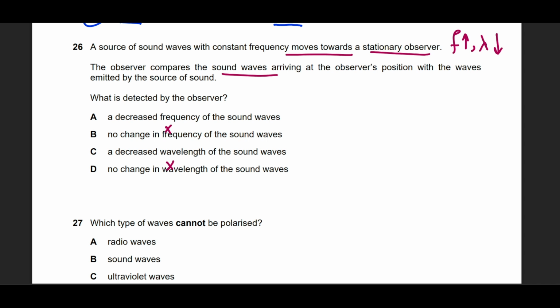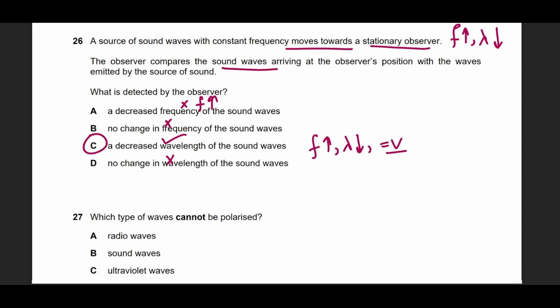A decrease in frequency? No, the frequency is supposed to increase if the source is moving towards you. A decrease in wavelength? Yes, because if the frequency increases, the lambda decreases, because the velocity is not changing. So C is the right answer.